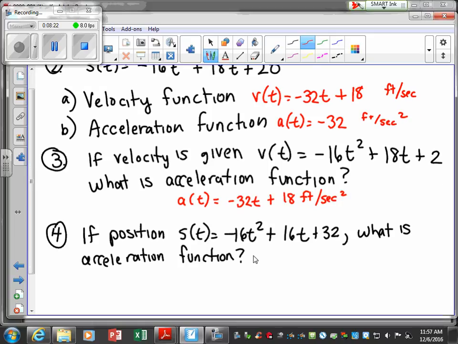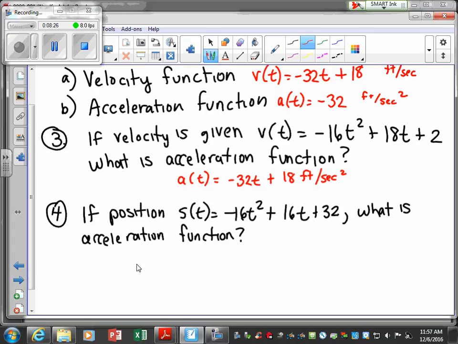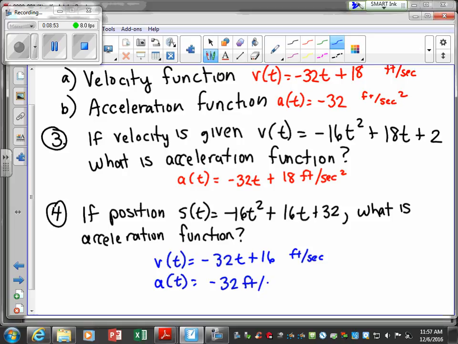You may also have the case in which I give you the position, but I ask you for acceleration. Well, that implies that you go from position to velocity to acceleration. So the first thing we would have to do as scratch work is calculate the velocity, which is the first derivative of that. The first derivative is going to be negative 32t plus 16 feet per second. But it asks for acceleration, so we take the derivative again and we get negative 32 feet per second squared.